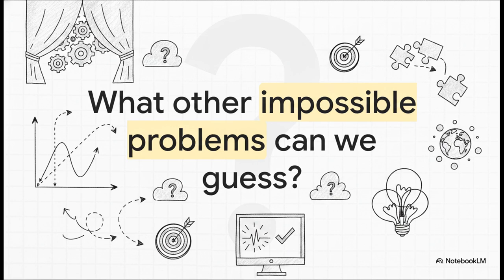So, I'll leave you with this. If computational power is largely just millions of highly refined guesses updating themselves in real time, what other impossible problems in our universe can we simply guess our way out of? Keep that in mind next time your computer spits out a flawless answer.